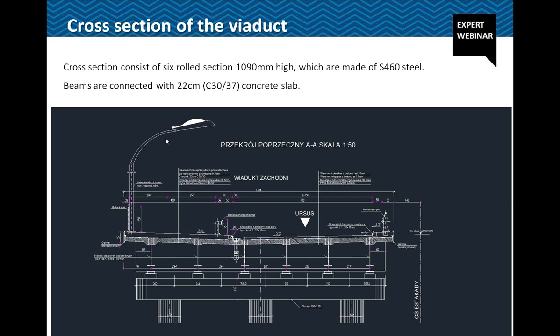And on this viaduct we have standard equipment. So we have lightning pole, guards, sidewalks, protection barriers, asphalt layers, and etc. Carriageway is 7.3 meter wide, and we also have a sidewalk plus bicycle path, which is 4.5 meter.